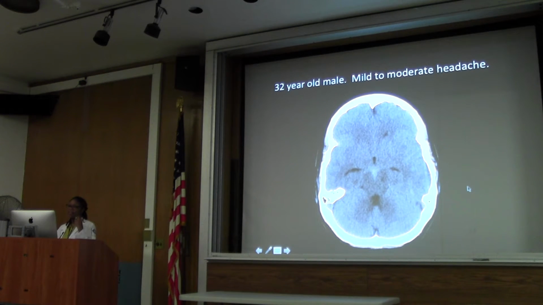It's not dense enough to be calcifications. Calcifications are really bright, almost like the skull. This is kind of like what blood can look like. And there's mild dilatation of the temporal horns of the lateral ventricles.